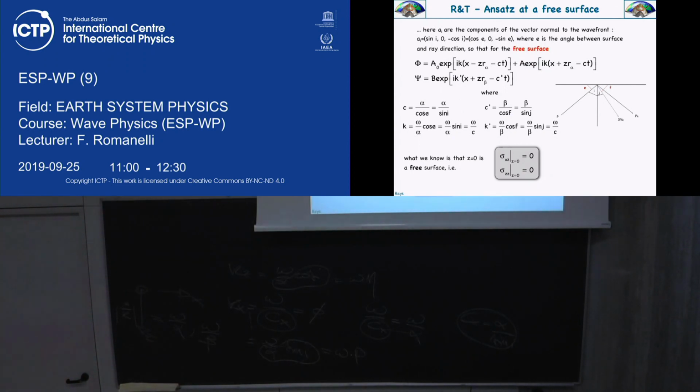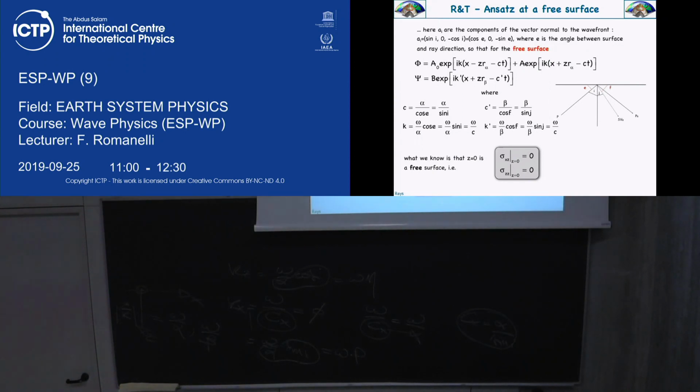I was putting this because there are many ways to write these angles, but it's just geometry. This is the incident angle, reflected angle for P, reflected angle for SV. So that's why it's messy here, but it's nothing else than our guess. What is important here is this. Now we have to apply the boundary conditions.